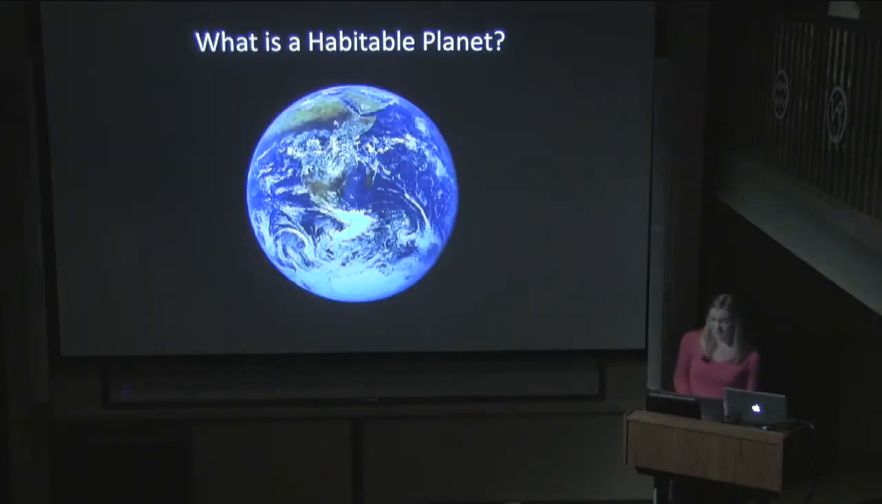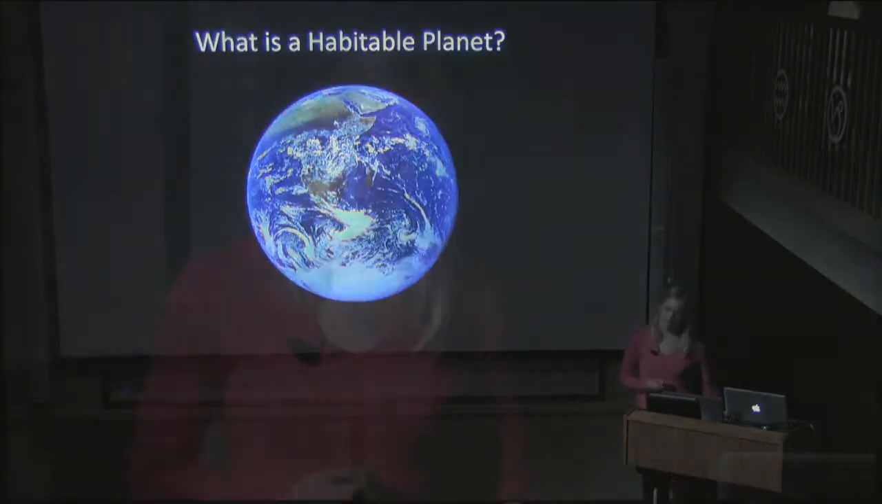In order to answer the question, we need a definition of a habitable planet. There are many different ways to think about habitability, but the one that appeals to me most is to try to think about a habitable planet that we could figure out was habitable without actually having to travel there.